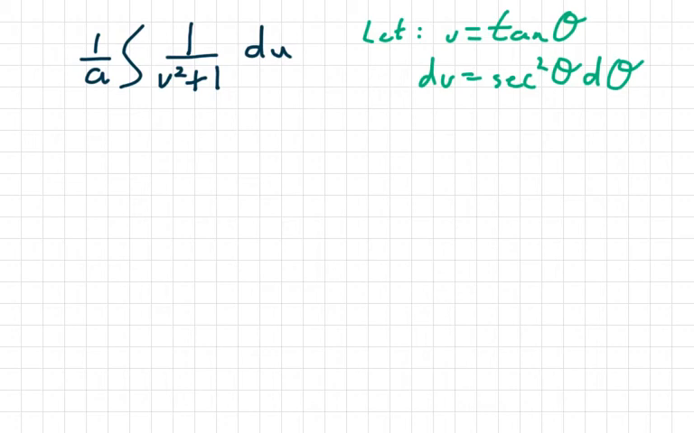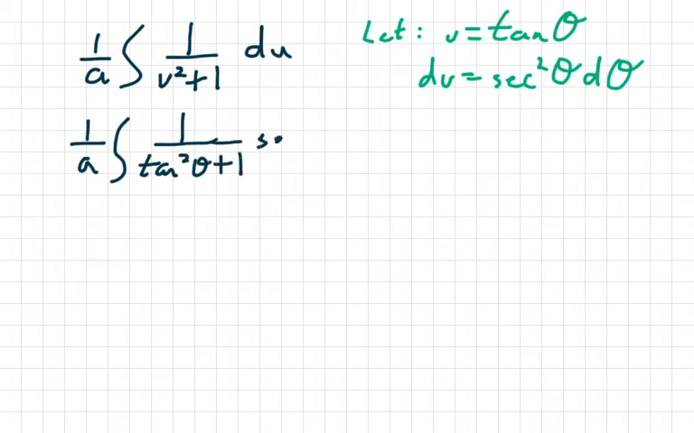Now, if we go and do that, we get 1 over a integral of 1 over tan squared theta plus 1 times secant squared theta d theta. Well, no matter what we do here, it's going to be kind of a crazy thing to try and simplify, and the whole works as well. So here's where we get a little creative.